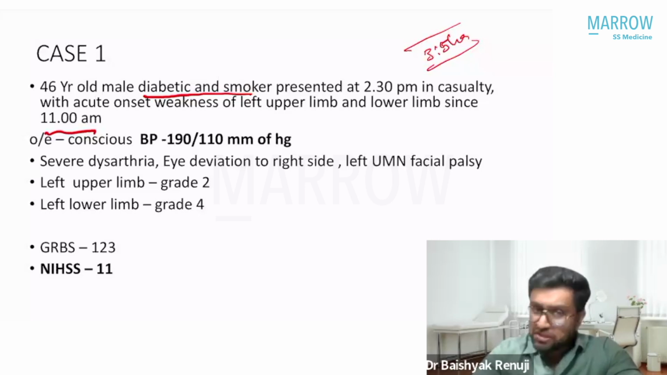On examination, he was conscious. BP was 190 by 110. Severe dysarthria, eye deviation to right side, left UMN facial palsy, left upper limb grade 2, lower limb grade 4. How do you localize it? And what is the importance of this localization?